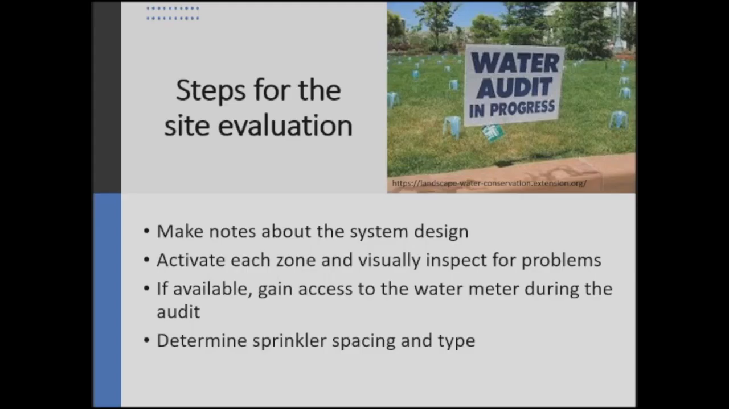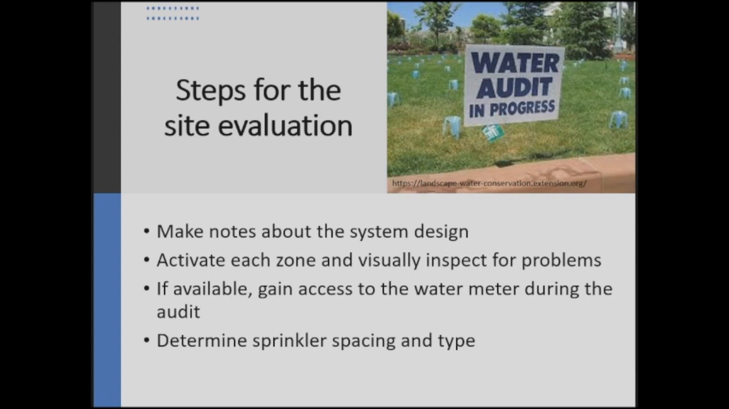Okay. So on the basic system evaluation, again, this might be your first time walking on a new facility. You inherited the place. You're trying to just figure out what's going on. All right. So you'll activate each zone, visually inspect for problems, make notes about the system design. Again, that's what type of sprinkler heads are they? What's the spacing? Anything about how the valves or the system is oriented. Make notes of those. Make maps of those if you don't have them. Very good information to visualize what's going on.